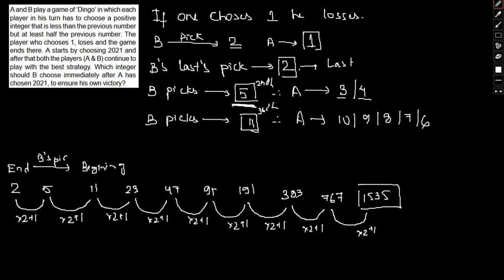because after that it crosses 3000, and A has already chosen 2000. So this should be B's pick. Once B picks this number, it's certain that B will win, because it will eventually lead up to here and A will be left with only one to pick. So this will be our correct answer.